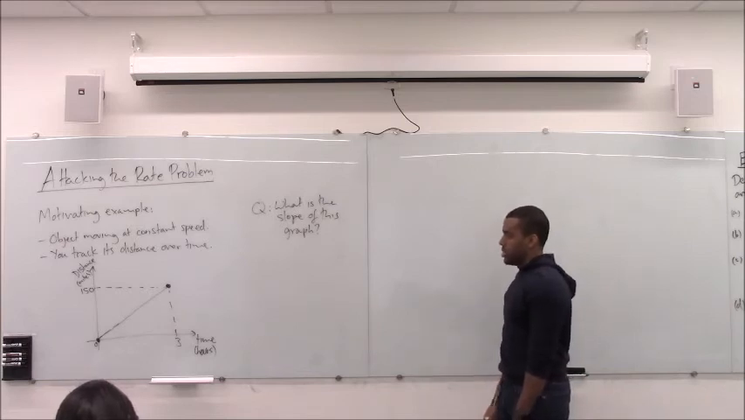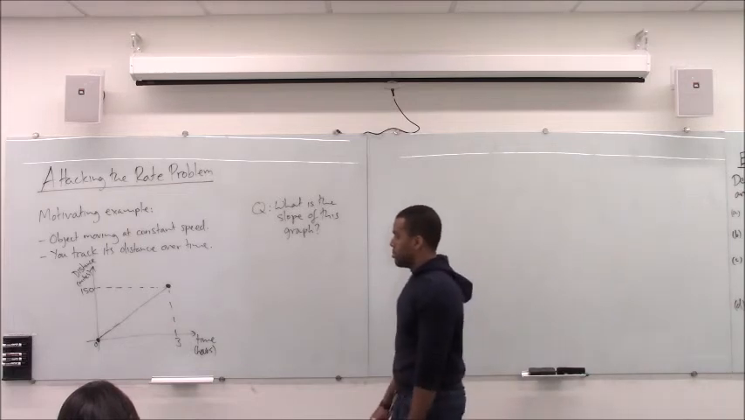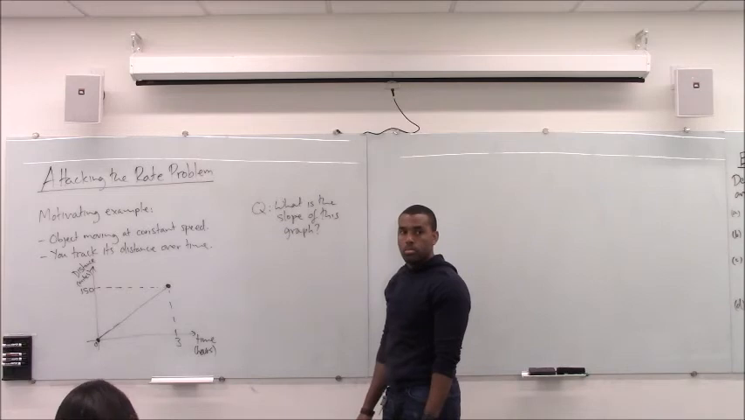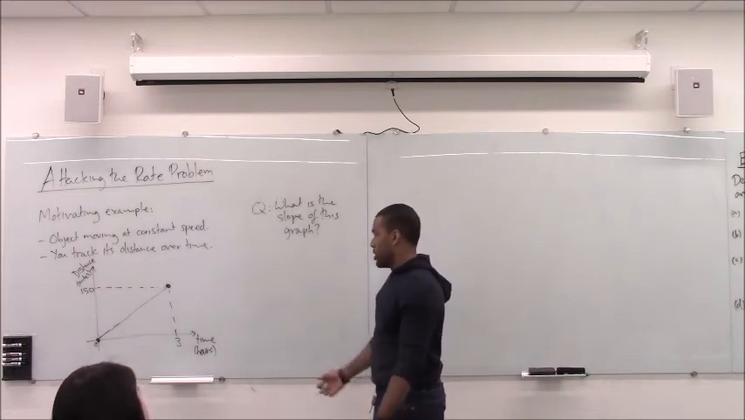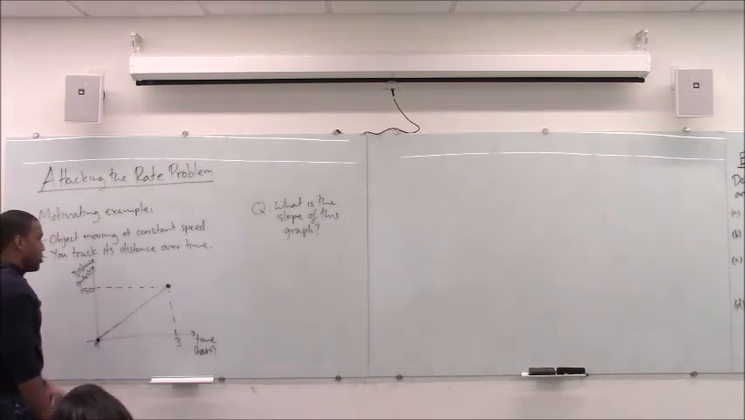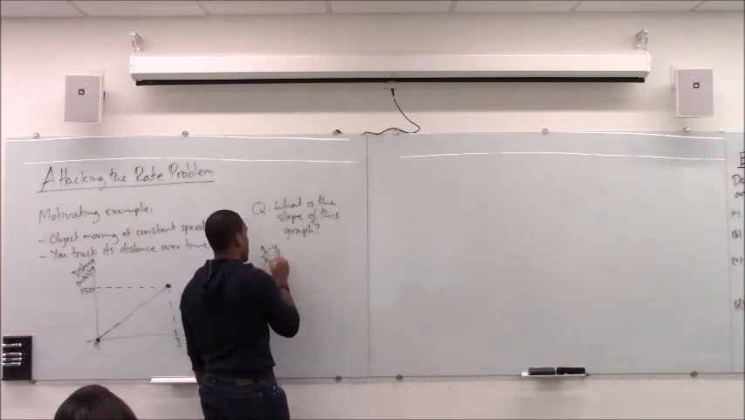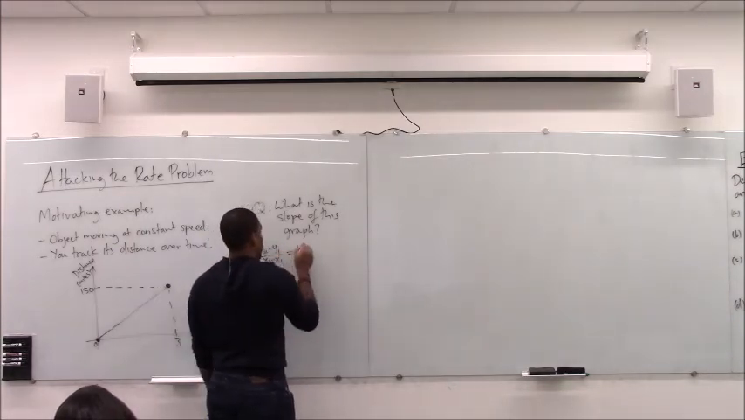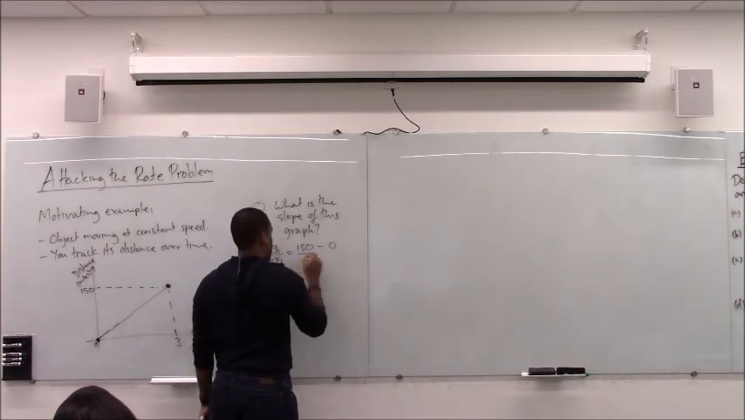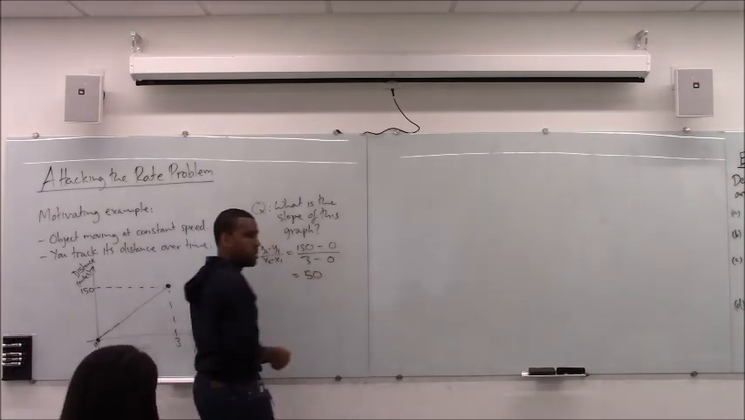Right, it's a straight line, so we can find the slope. How do we find the slope? y2 minus y1 over x2 minus x1. y2 is 150. The original was 0. x2 was 3. The original x was 0. So you get 50. Right? The slope is 50.